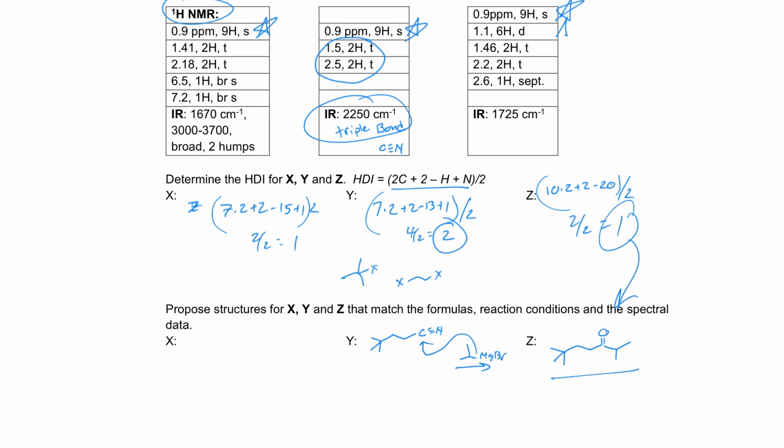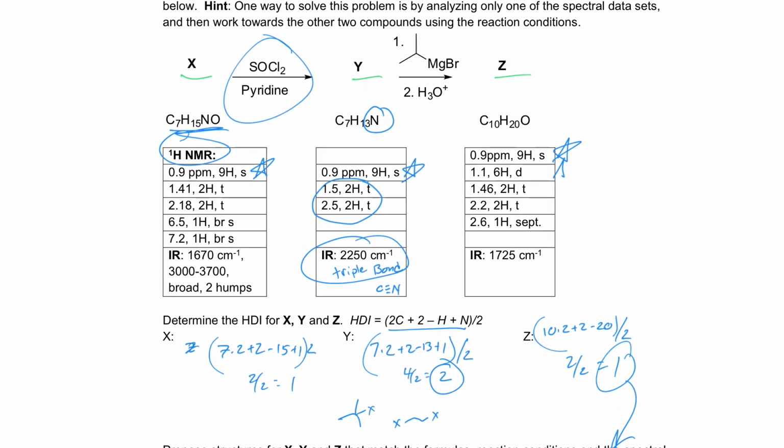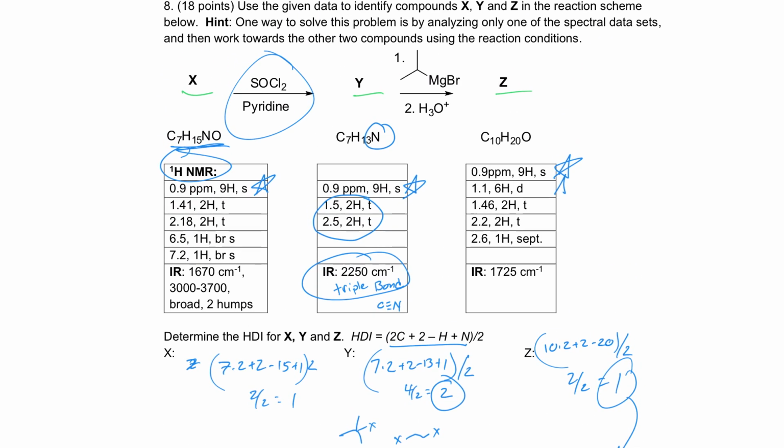So I'm going to go back to X and try to figure out what X is. X reacted with thionyl chloride and pyridine creates Y. We know that Y is the nitrile group. So how do we make nitriles from thionyl chloride and pyridine? Well, if we look at the formula, we actually have 2 extra hydrogens and an extra O. So we have water here. We don't have water over here.